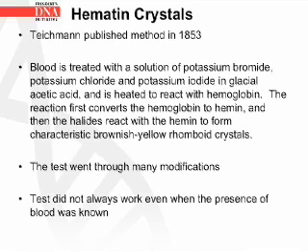Another test for blood is looking for the formation of hematin crystals. Teichmann published this method in 1853. Blood is treated with a solution of potassium bromide, potassium chloride, and potassium iodide in glacial acetic acid, and is heated to react with hemoglobin. The first reaction converts the hemoglobin to hemin, and then the halides react with the hemin to form characteristic brownish-yellow rhomboid crystals. The test went through many modifications. One drawback was that the test did not always work, even when the presence of blood was known.